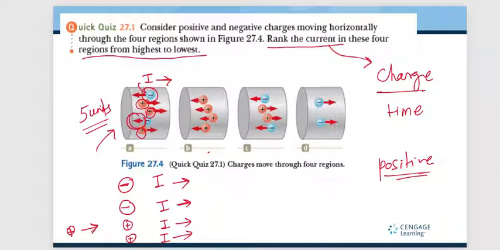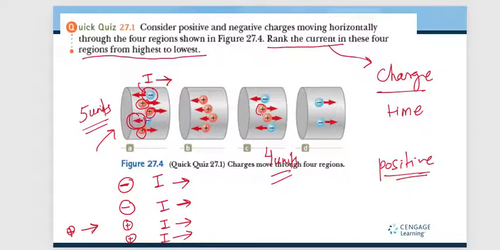If you look at the second one, we have 4 units. The same principle you can apply for part C. We have 2 positive charges towards the right, that is 2 units, and 2 negative charges towards the left, which also gives you 2 units of current towards the right. So that's also 4. This is also giving you 4 units. So just check that once again.